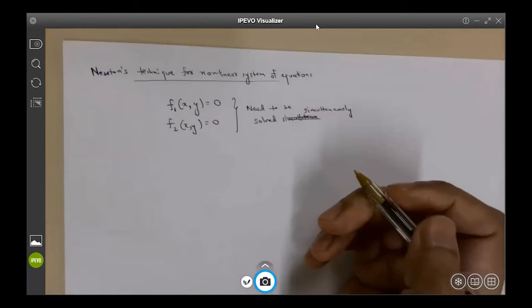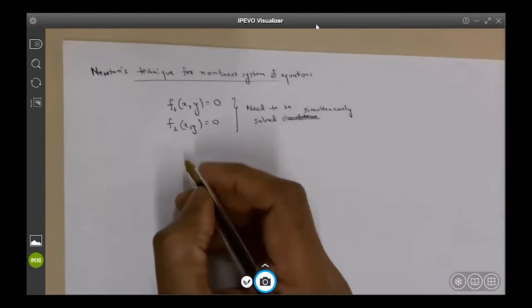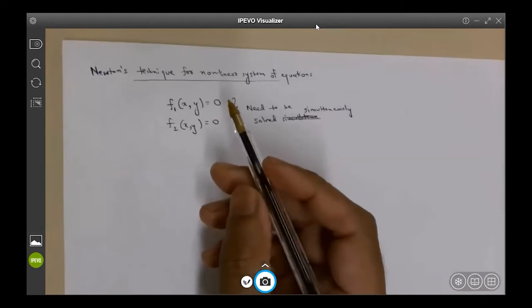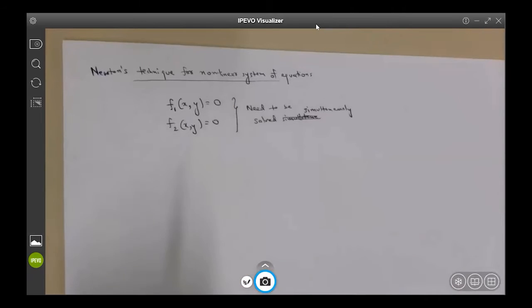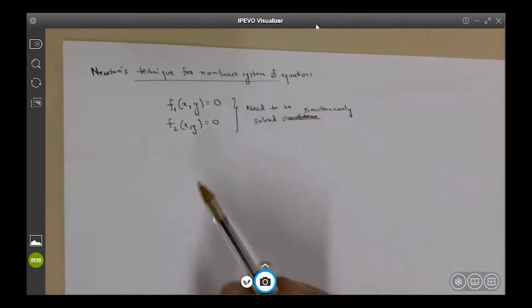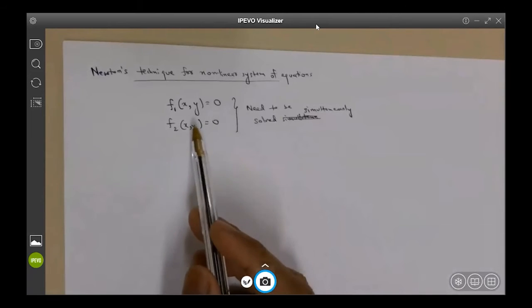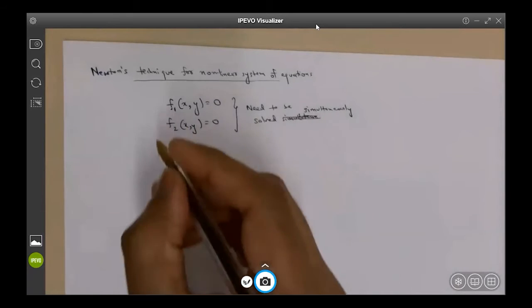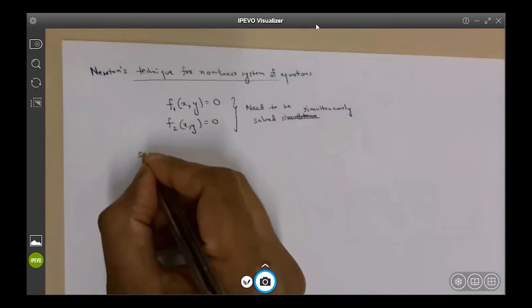So for example, so far what you have seen is that if you are given only f of x equals 0, you know how to solve for that. You can use the bisection method, the secant method, the Newton-Raphson method, or maybe the fixed point iteration method. But if you have a system of equations with multiple variables and you need to solve them simultaneously, how do you solve for that?